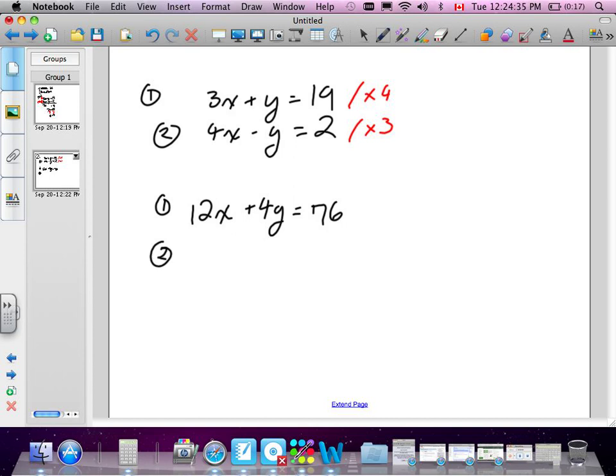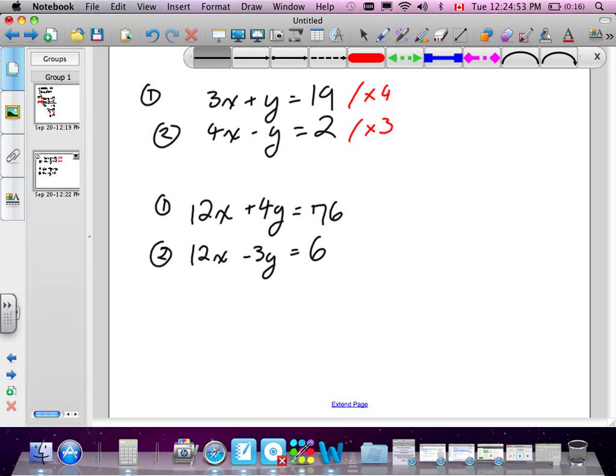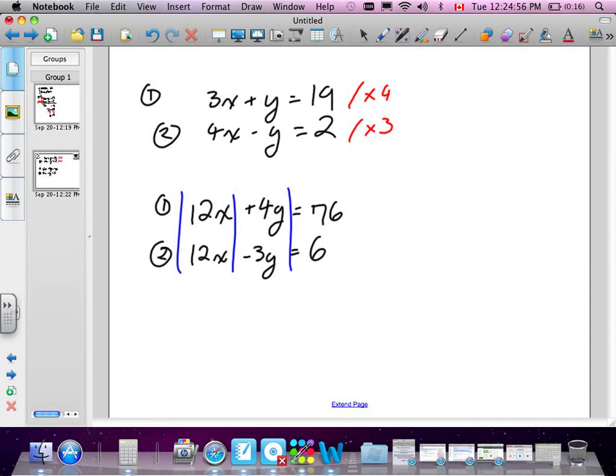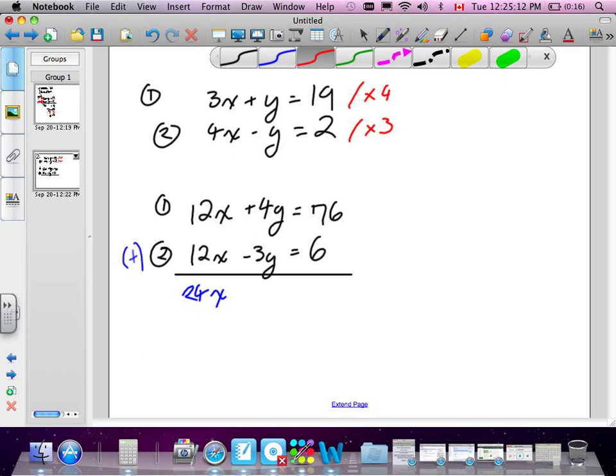Okay. The other equation, same idea. 3 times 4x, 12x. Negative y times 3 is negative 3y. And 2 times 3 is 6. So now that I have that set up, same idea. I've got to make sure my columns are matching. My x's are together, my y's are together, and my constants are together. Put our line underneath. Now I need to eliminate the x's. If I add them together, will I eliminate them? No, I'm going to end up with 24x if I add. So instead of adding, I'm going to subtract the two equations to eliminate.